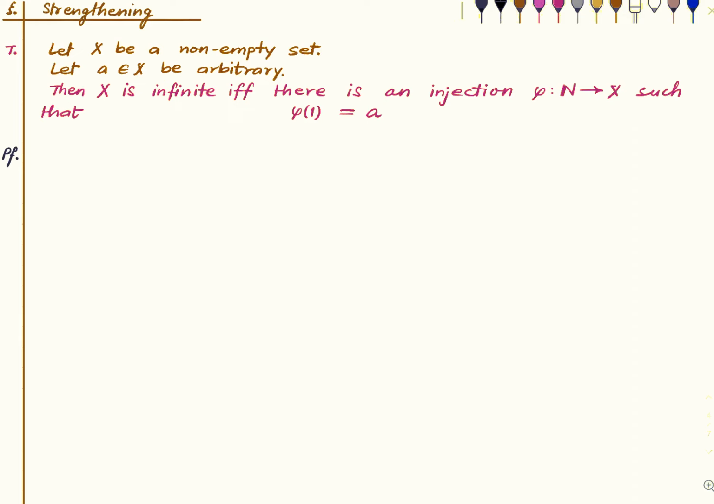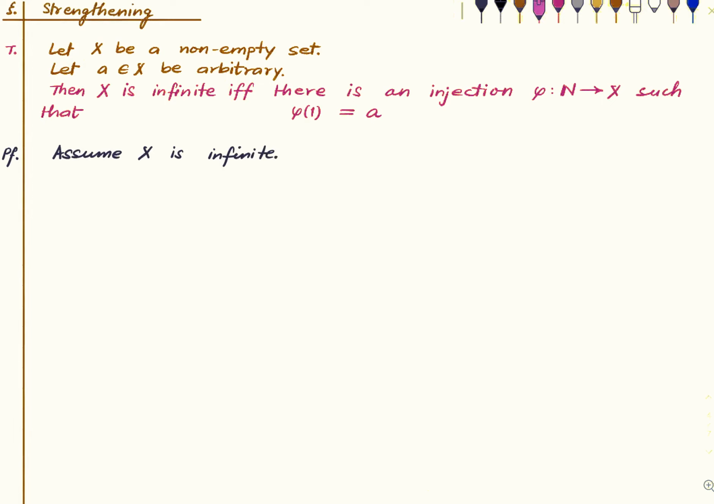Again, one direction is trivial. If you had such an injection with this property, then in particular you have such an injection. And by what we saw, if you have an injective function from an infinite set, in particular the set of natural numbers, inside any set X, the set X is infinite. So that direction is trivial. We will start with the assumption that X is infinite and create such an injection with this property. So assume X is infinite. We will create an injection phi with the property that phi of 1 is equal to A.